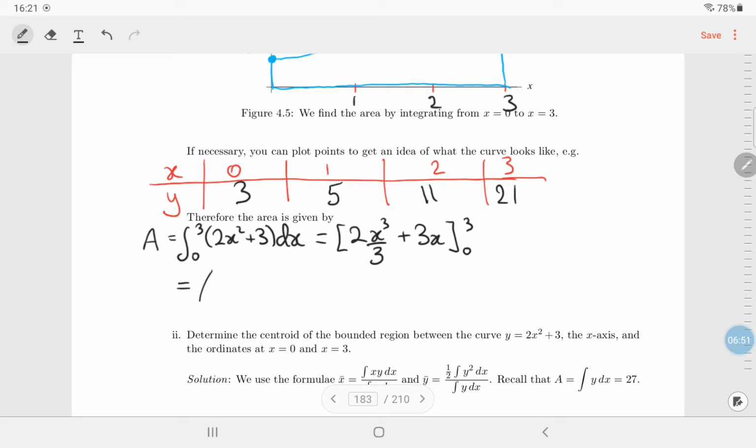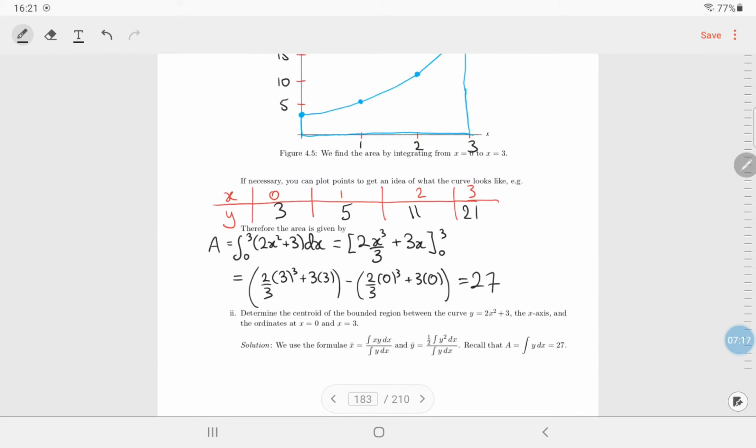So we get 2/3 times 3 cubed plus 3 times 3, minus 2/3 times 0 cubed plus 3 times 0. Off to the calculator with that. And it'll be 27 or something. It's 2 times 9 plus 9, 27. Now, can we approximate that roughly?